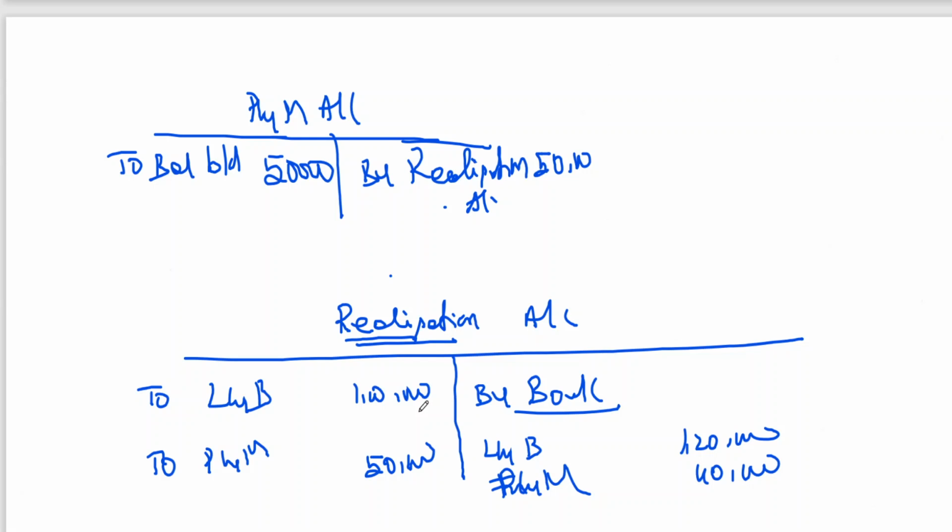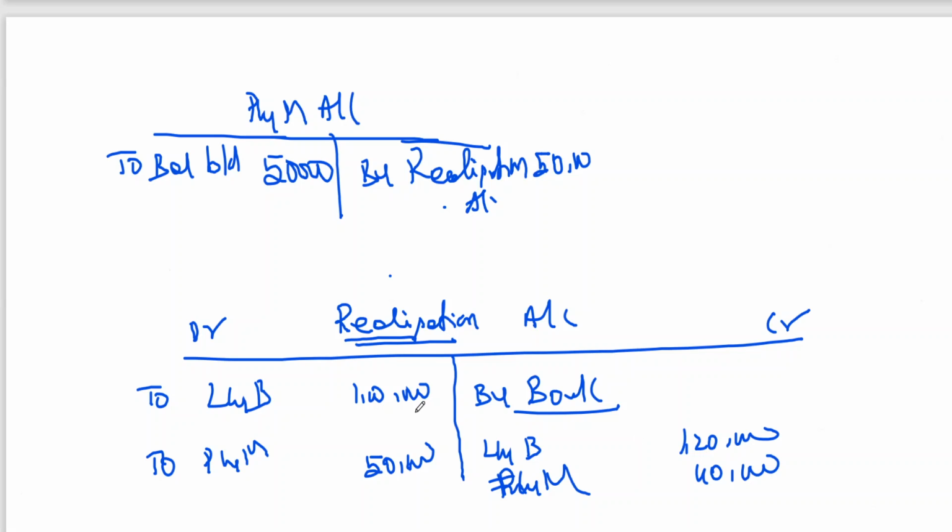The difference between the two sides of the account, meaning the credit side and debit side: if the credit side is more, it is called a profit. If the debit side is more, it is called a loss. So why do you prepare the realization account? The main purpose is to realize the assets of the firm and utilize the amount needed for payment of liabilities of the firm. And by realizing these assets and liabilities, you get some result. It is called the net result. That net result, profit or loss, is transferred to the partner's capital account.